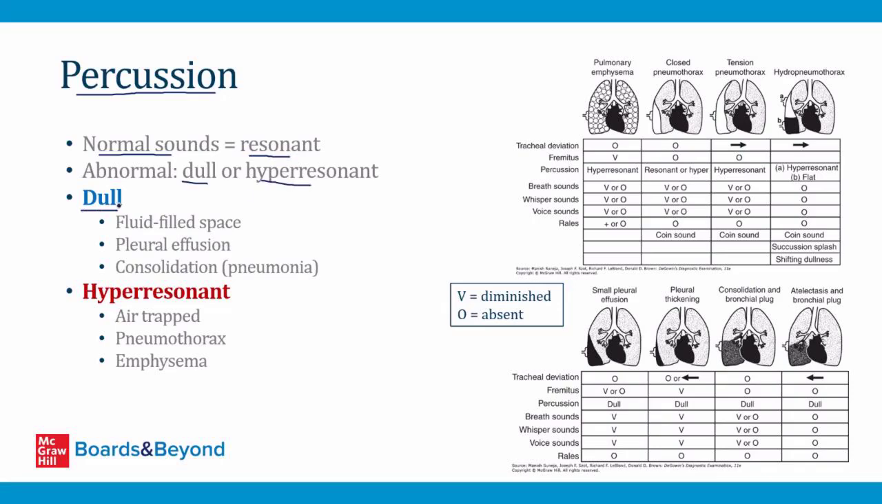Dull sounds sound like you're tapping against a fluid-filled space, like you're tapping against a bottle that's filled with liquid, for example. These are the findings that you get in pleural effusion. You can also see this in consolidation, like from pneumonia. Hyperresonant sounds sound like you're tapping against a drum, an area of the lungs filled with extra air compared to usual. That's why they're called hyperresonant. This is what happens when there's air trapped in a portion of the lungs. So you can see this in pneumothorax. You can also see it in emphysema, where patients have air trapping.